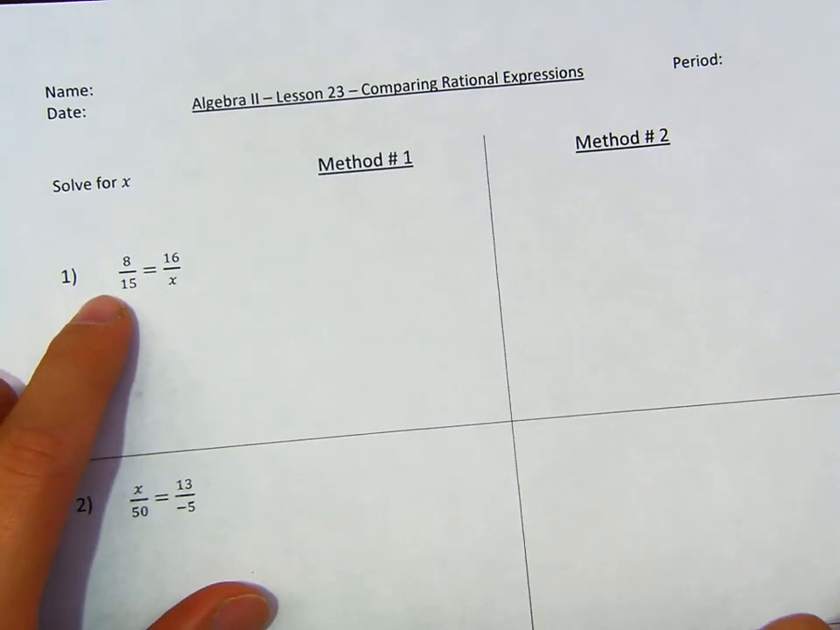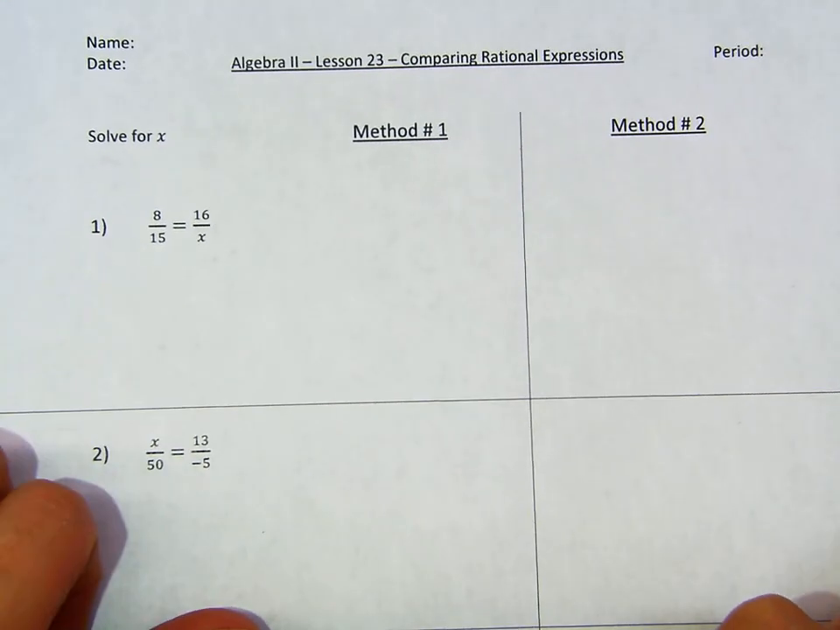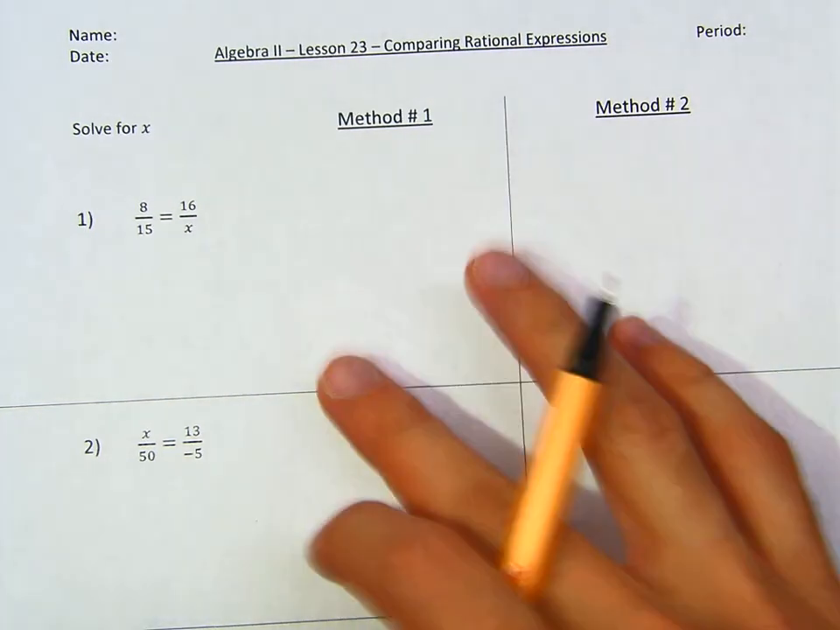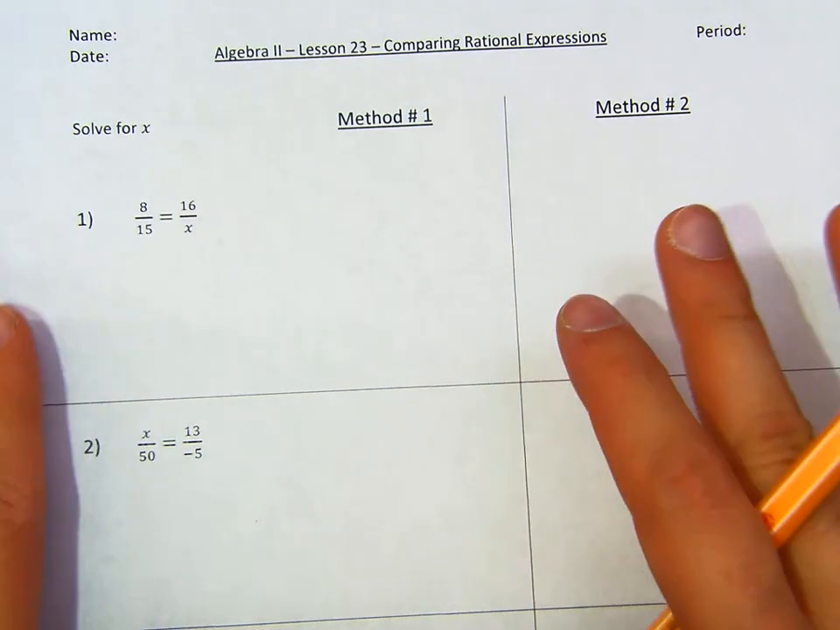So what I want you to do is try questions 1 and 2 by yourself, using the idea of cross multiply to solve the equation. Okay, take your time, pause the video. Don't wait for me to do everything.